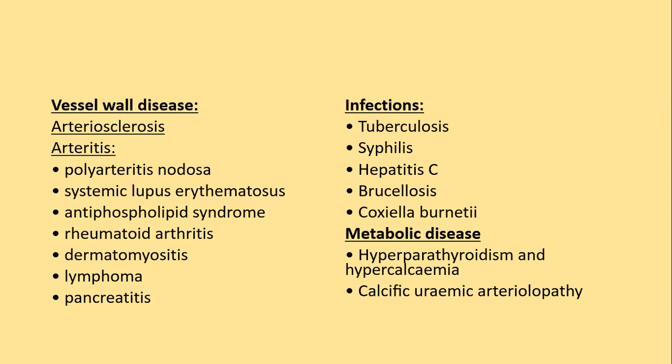Vessel wall disease, like arteriosclerosis or arthritis. Arthritis like polyarteritis nodosa, SLE, antiphospholipid syndrome, rheumatoid arthritis, dermatomyositis, lymphoma, and pancreatitis all result in livedo reticularis. Several infections are associated with livedo reticularis, which include tuberculosis, syphilis, hepatitis C, brucellosis, and Coxiella. Metabolic conditions include hyperparathyroidism, hypercalcemia, and calcific uremic arteriolopathy.